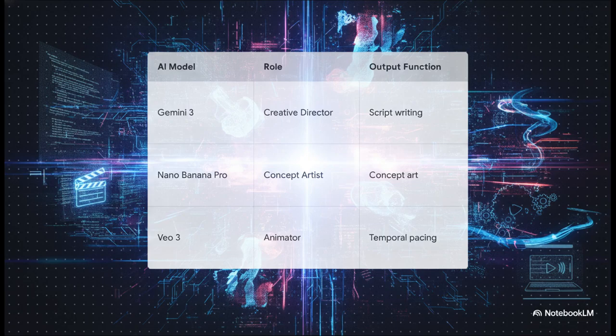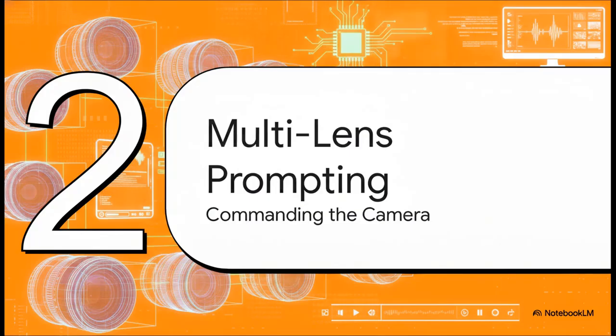And we call this the Holy Trinity because it consists of 3 elite models working collaboratively. First up, Gemini 3 is your creative director. It analyzes your dense documents and actually writes the structural script. Then, Nano Banana Pro, or Imagen, steps in as your concept artist. It builds the 3D abstract graphics and textures right in latent space. And finally, Veo 3 acts as your animator. It takes those static elements and applies fluid semantic motion to just completely obliterate the uncanny valley. It's wild. Moving on to Section 2, the Multi-Lens Prompting Framework.